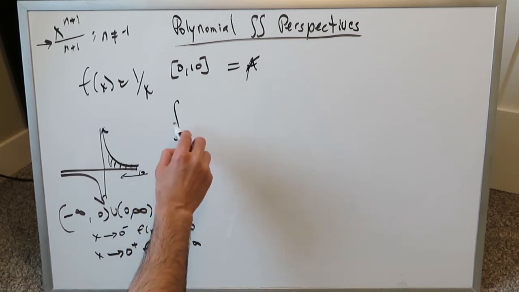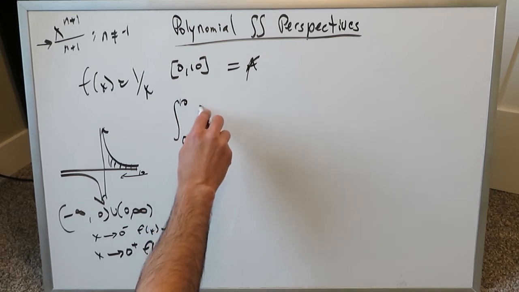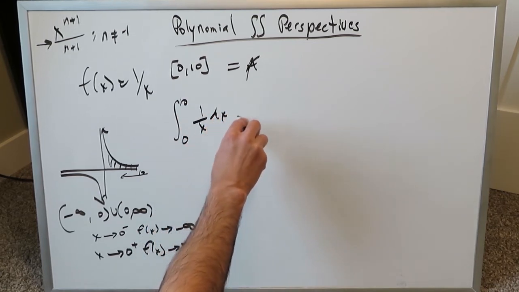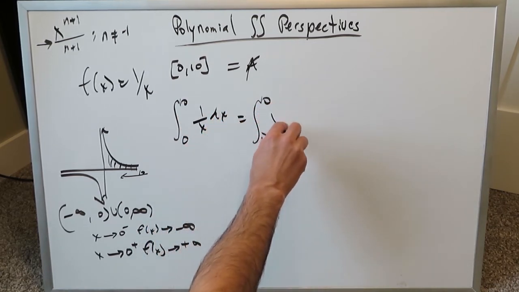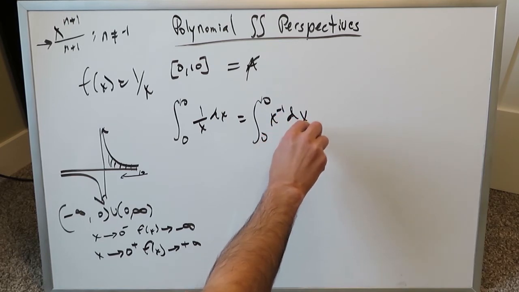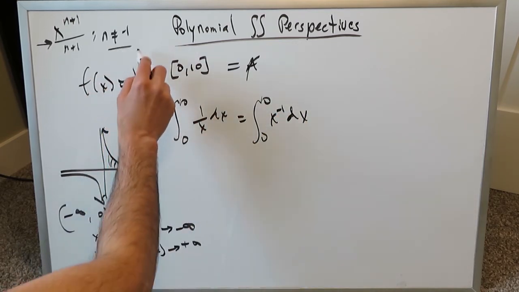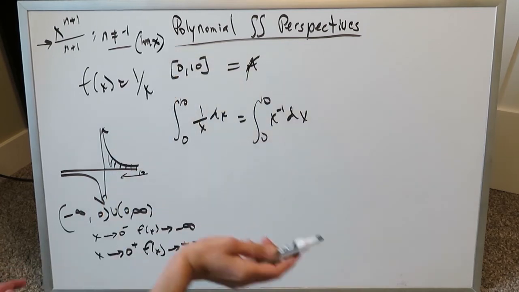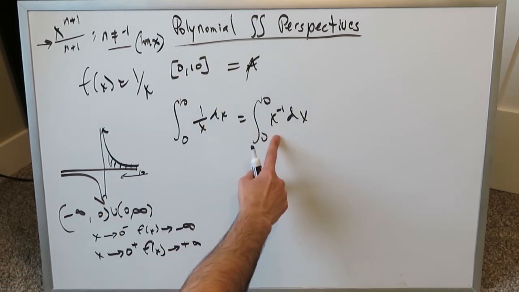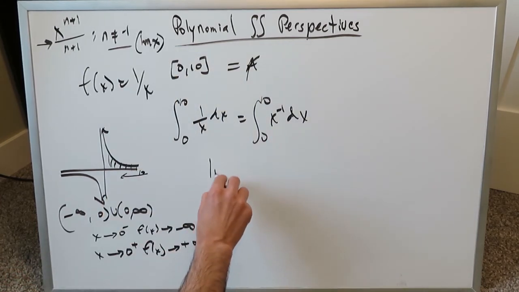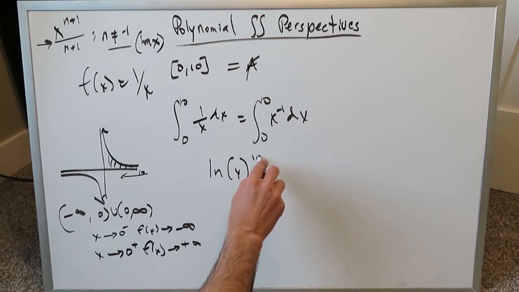If you're looking at the integral of this from 0 to 10, you have 1 over x dx, which is the same thing as looking at the integral from 0 to 10 of x to the minus 1 dx. In this case you have to use the rule in which you bring in the natural log. That's fine. When you do the antiderivative of this, you get natural log x, evaluated from 10 to 0.